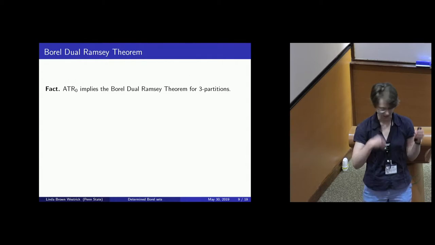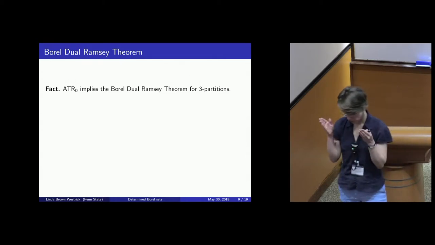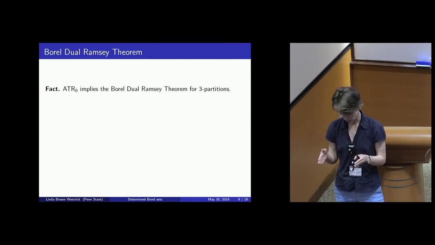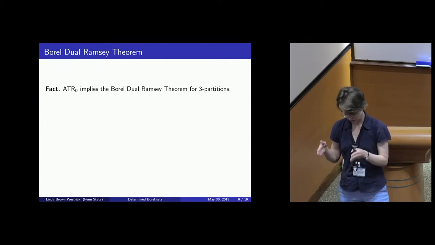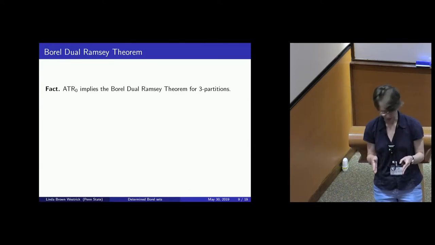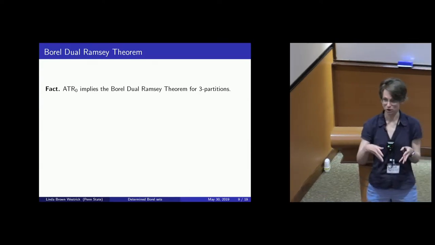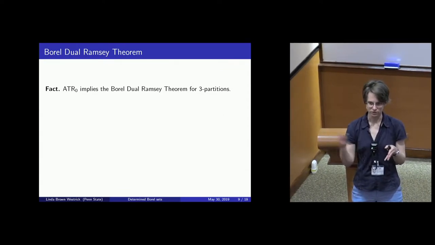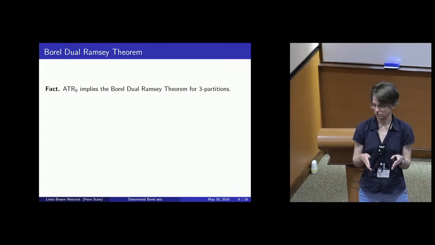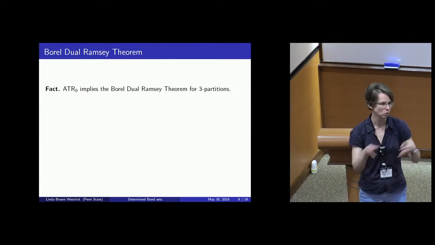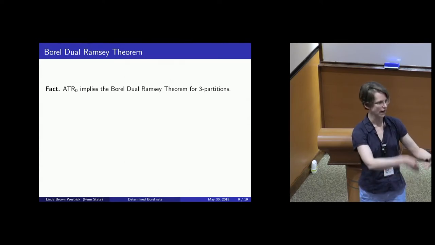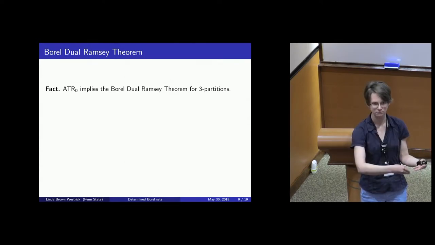So you can start out with a Borel partition, apply that every Borel set has the property of Baire to get a comeager approximation to the Borel sets, and then from that comeager approximation, apply the combinatorial core of the dual Ramsey theorem in order to get out the homogeneous object.